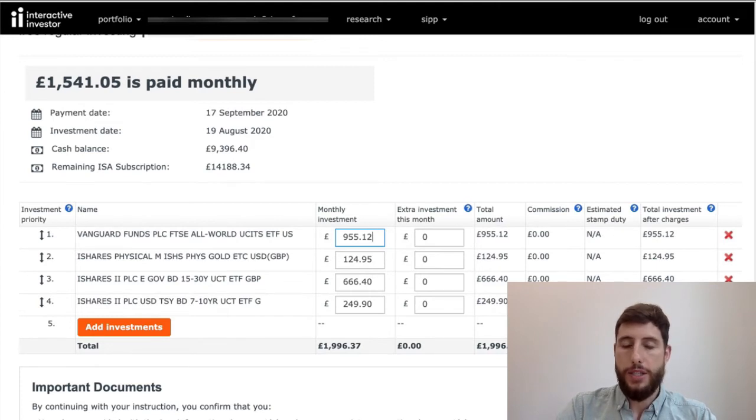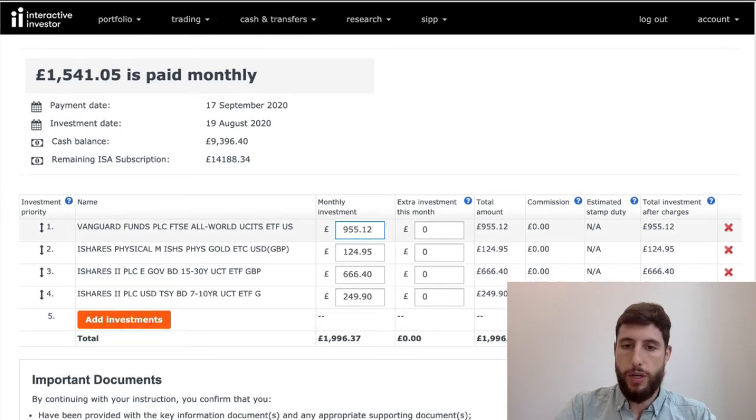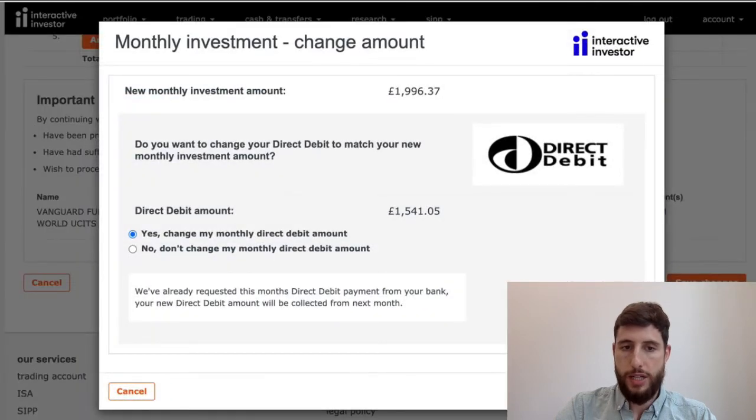And then by doing that, it will invest in more of those shares, and then it will start to get more of a balance closer to what you want. So when you put in the number, you can just go down and say save changes. Now what it's saying here, okay, I'm going to explain this. New monthly investment amounts, you've increased it to 1996. So that's saying because you've increased it there, the overall amount you're investing that month has gone up, okay?